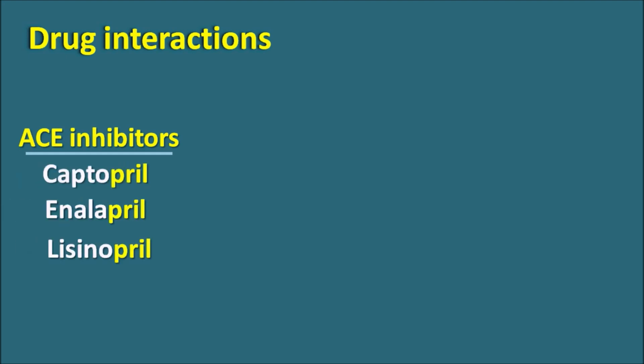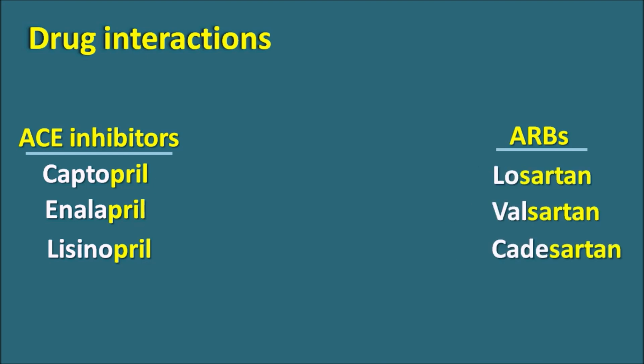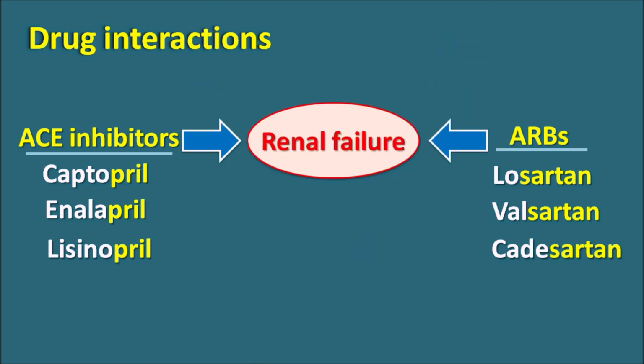Drug interactions. One of the important side effects of naproxen is renal failure. So we know a few drugs like the ACE inhibitors, which end with the suffix pril, like captopril, enalapril, lisinopril. All these types of drugs are ACE inhibitors. Similarly, ARBs, angiotensin receptor blockers, like losartan, valsartan, candesartan, and many other drugs ending with sartan. These two categories of drugs produce a common side effect because they decrease renal functionality. ACE inhibitors and ARBs can produce renal failure.